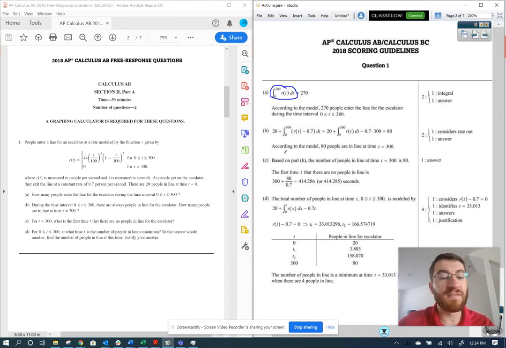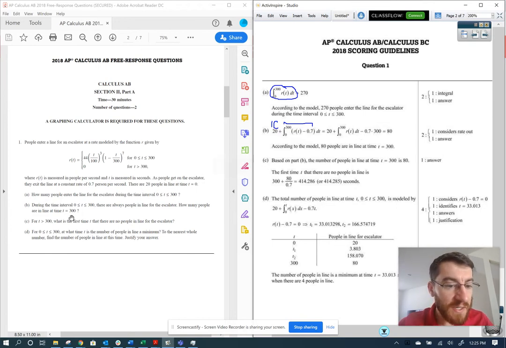For part B, this is difficult because it says how many people are in line. That's an integral at a point. So we talked about how integral at a point means initial condition plus integral. The problem is that this problem is very difficult because you have people getting into the line, and then people are exiting the line at a constant rate of 0.7. So you had to subtract those. So if you even considered the minus 0.7, then you get a point for that, and then you get a point for your answer. That was difficult. This problem is called a work problem. So we're going to see a lot more of these next week or the week after.